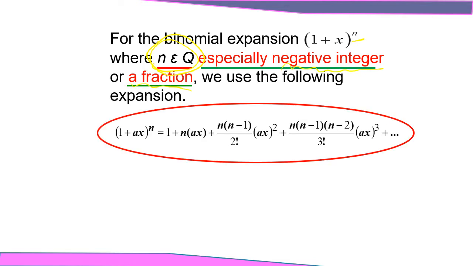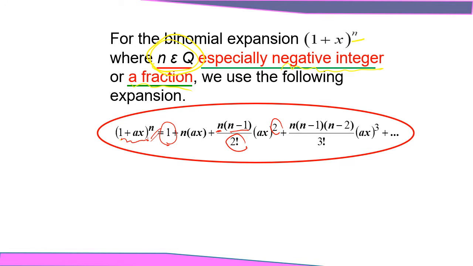Okay, what we have to make sure of is that it is 1 plus ax. Please be careful. It is supposed to be 1 plus ax, not a plus b anymore, all to the power of n. So what is the formula? It starts with 1 plus n multiplied with ax, plus n(n - 1) over 2 factorial times (ax) to the power of 2.